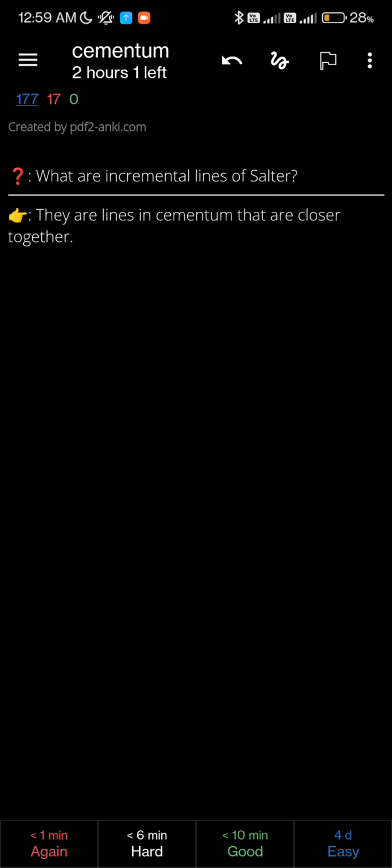What are incremental lines of Salter? They are lines on cementum that are closer together.